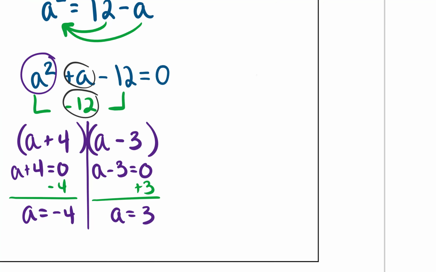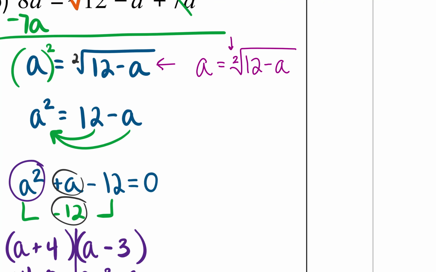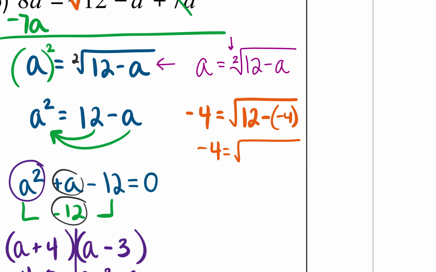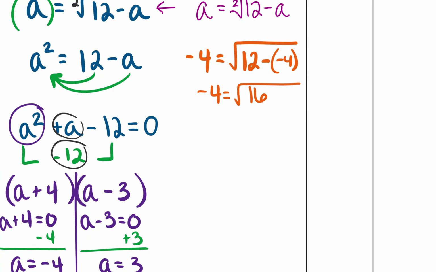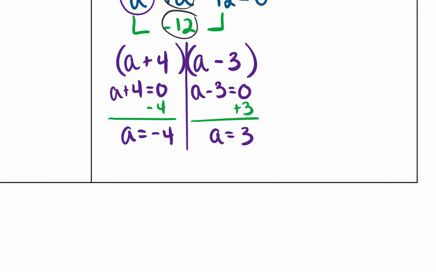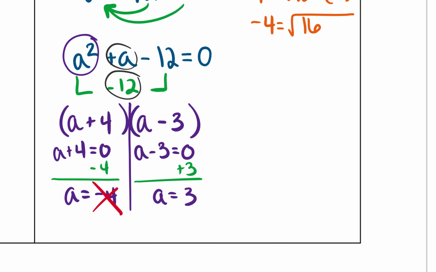Plus, I want to make sure this works out anyways. So my first number I got was negative 4. So if I put negative 4 equals square root of 12 minus negative 4, right? So if I just did the first step here, 12 minus negative 4 is actually 16. And if I look at that, a square root cannot equal a negative number. Therefore, negative 4 is an extraneous solution and is not true.